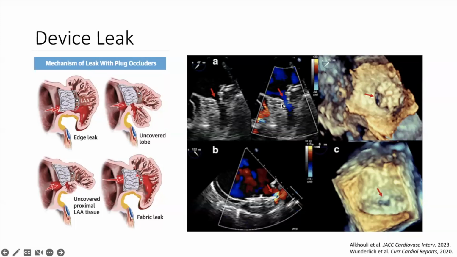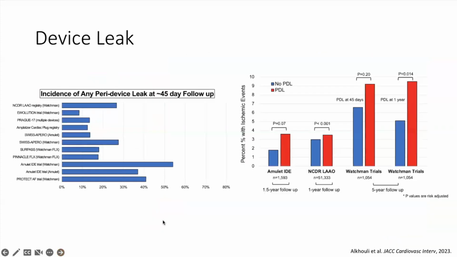And these are TEE images showing, again, flow around the device. This is a rather large peri-device leak. And then seen again in the en face view in 3D, a rather large gap there. So why are device leaks important? Their incidence is fairly high depending on which trial you look at, between 8% to 55%, and it has been associated with increased ischemic events.